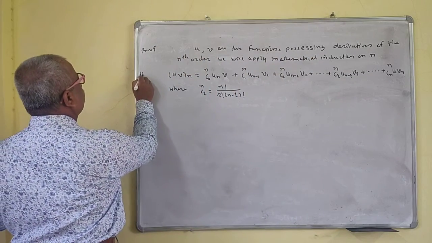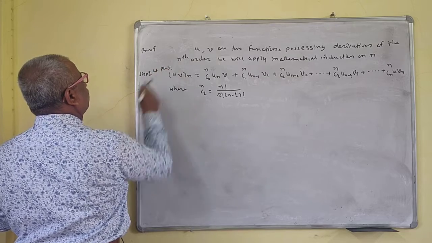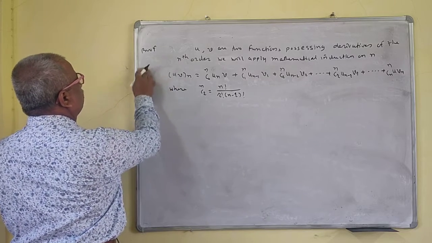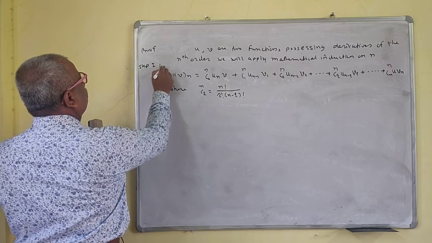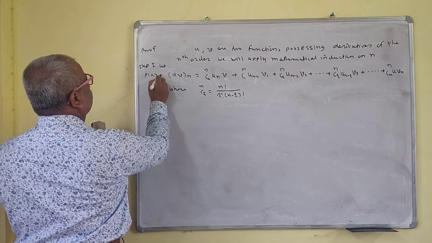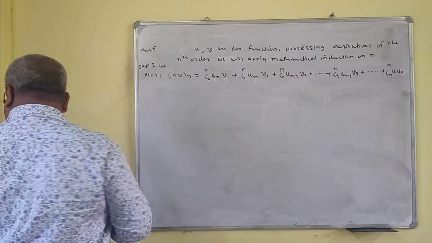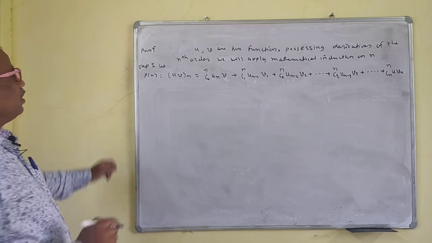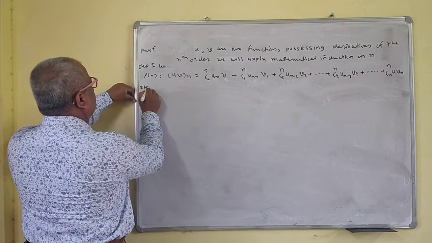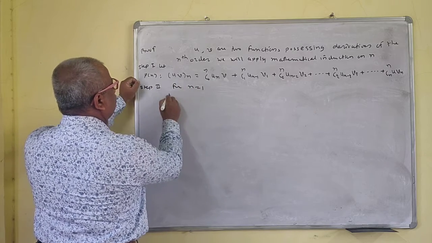So your step 1: let Pn denote the statement. Now we have to verify the result for n equal to 1. Step 2: for n equal to 1.